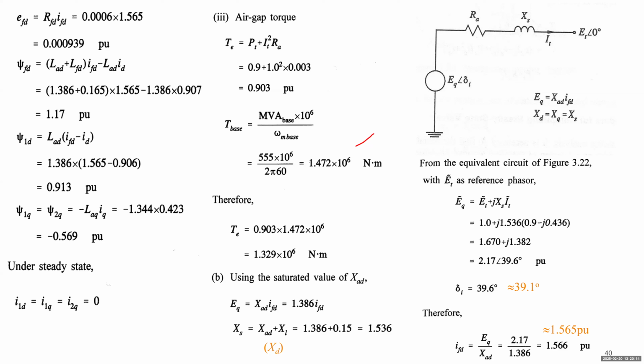So field current, if you use this voltage divided by the SD, will get this value. This is the field current we calculated from this circuit. That is also very close to the accurate value. The difference is only 0.001. All right. So this is everything about steady state. Any question? Yes.